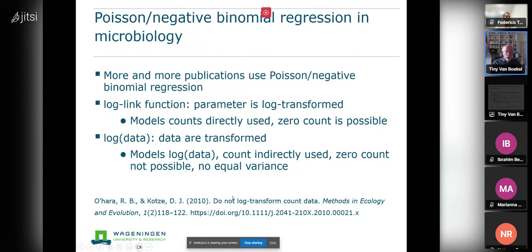And I found a nice paper that also gives this message. It's about ecology, not about microbiology, but it also gives clear arguments why you should not log transform your count data.